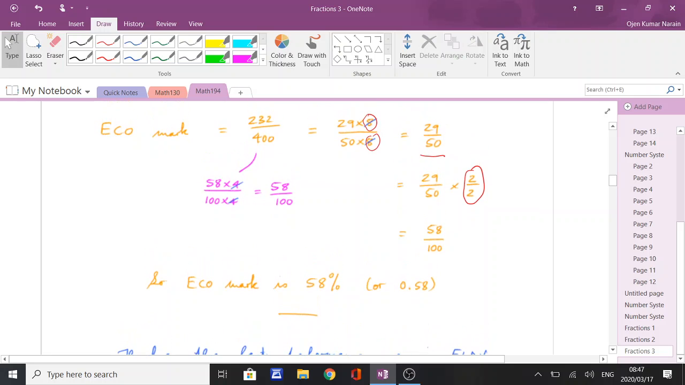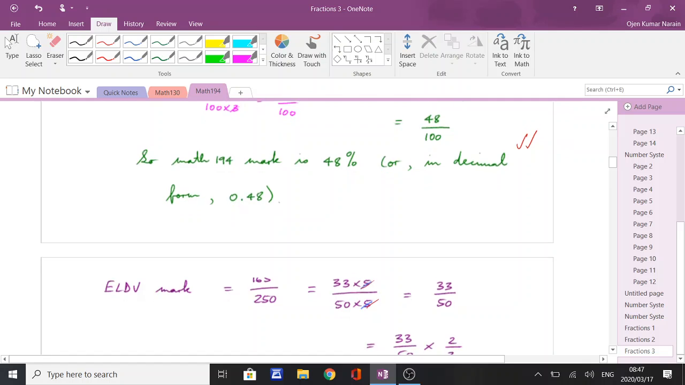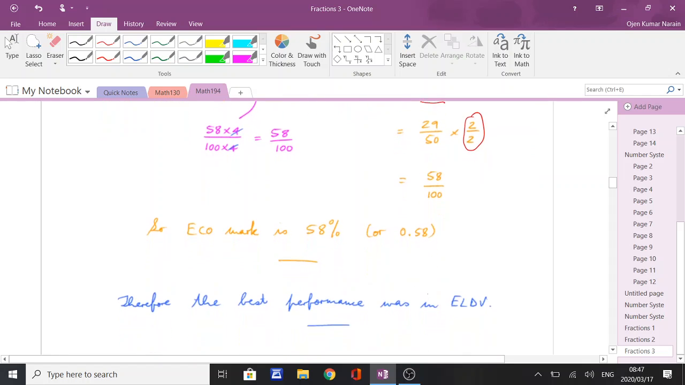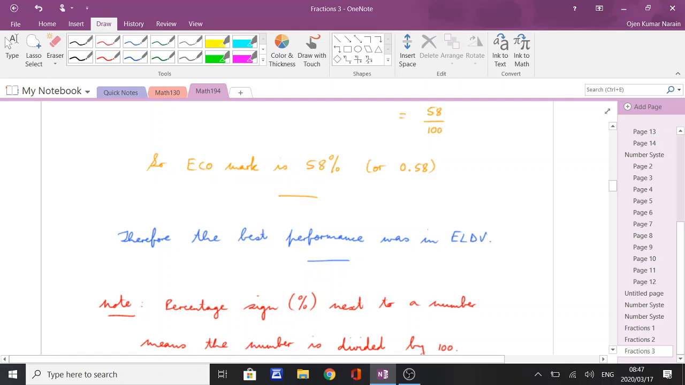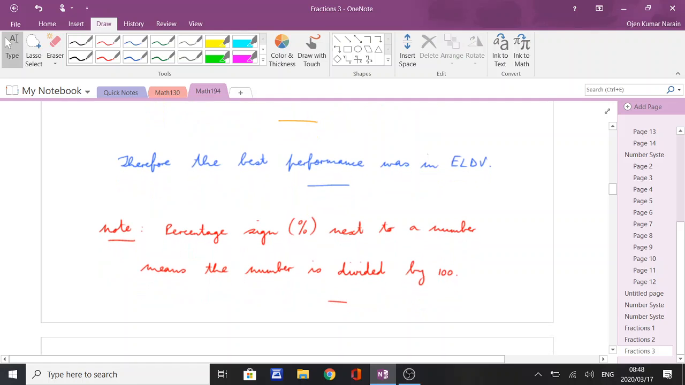So here we have 58%, 66%, and 48%. So you can see quite clearly the 66% is the highest, and that is the ELDV mark. So therefore the best performance was in ELDV. The percentage sign next to a number means the number is divided by 100. So if you have 50%, that is the same as 50 over 100.